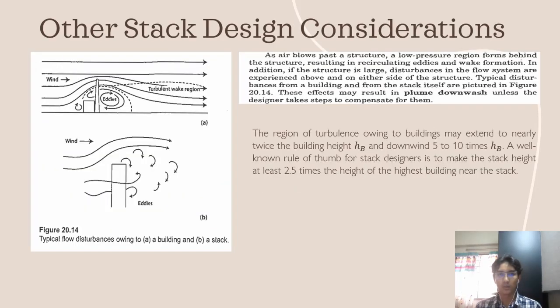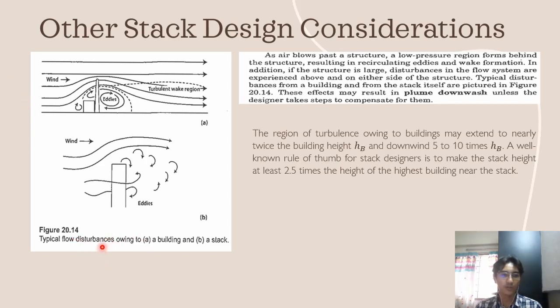There are also some other stack design considerations that we have to take into consideration. Now, as air blows past the structure, a low pressure region forms behind the structure, resulting in recirculating eddies and wake formation. In addition, if the structure is large, disturbances in the flow system are experienced above and on either side of the structure. Typical disturbances from a building and from the stack itself are pictured in figure 20.11. These effects may result in plume downwash unless the designer takes steps to compensate for them.